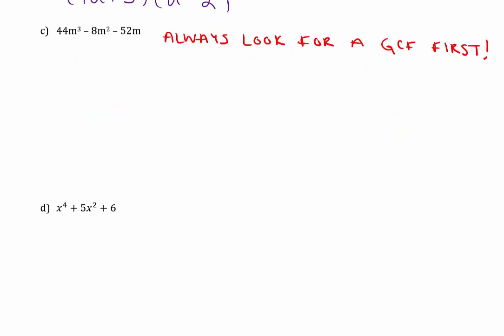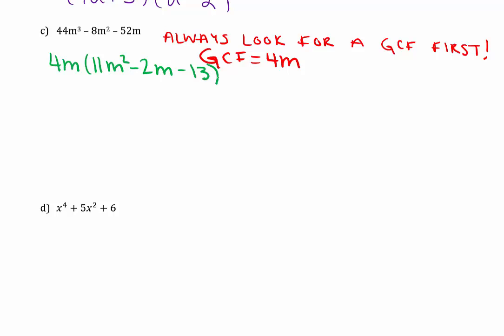All right, next example, example C. Well, the first thing I'm going to do in this problem is try to find a greatest common factor. Right away I notice all 3 terms have m's in them. So we can definitely pull out an m, but we can also take a 4 out. So 4m is my GCF. So I pull out the 4m, I'm left with 11m squared minus 2m minus 13.